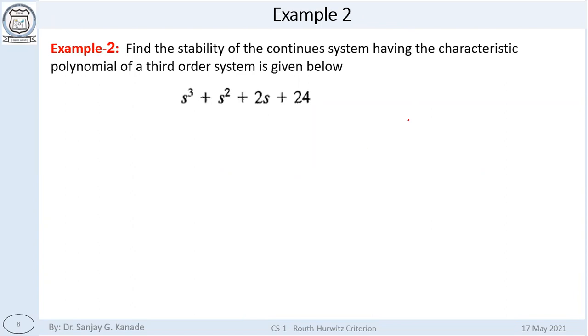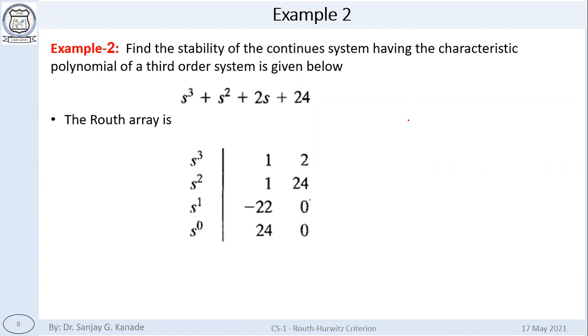Yes, let's take the Routh array. It will be like this. Is it right? 1, 1, 2, 24. So 1, 2, 1, 24. And the determinant will be minus 1, 1, 2, 24, right? Divided by 1. So what is this value? It will be 24 minus 2, it is 22.